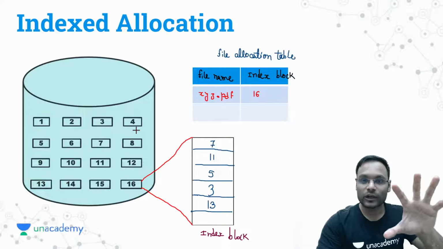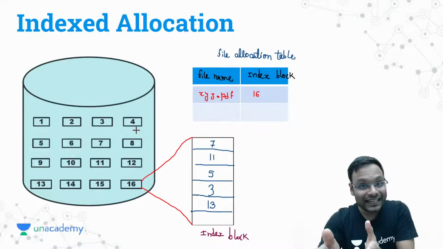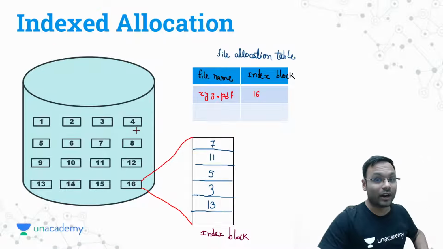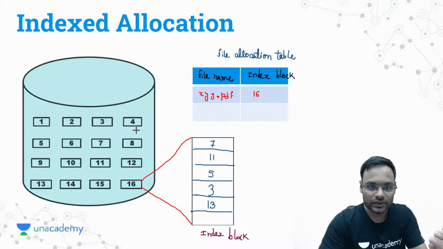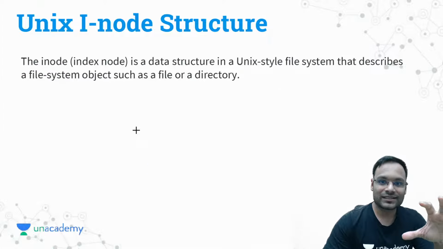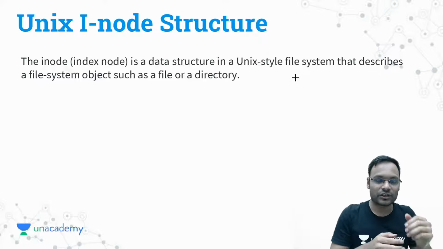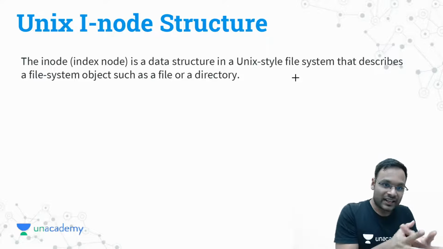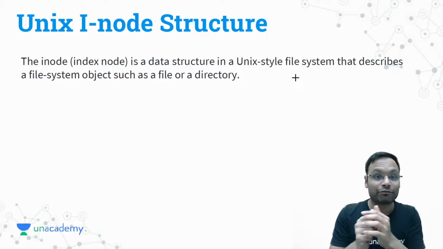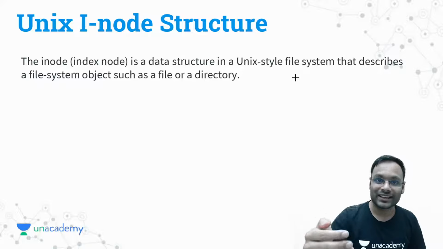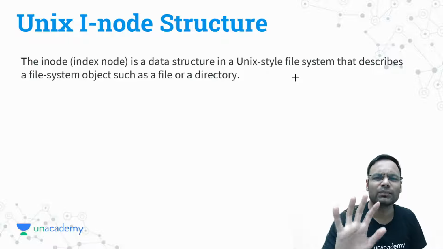In the indexed allocation, as I told, we will be having a block. That block will be storing the index of all the blocks which are used for the storage. Similarly, the Unix style file system will be using a data structure which is called an index node or inode. That data structure will store the file system information, which block is stored where, indexing, and some other information about files and directories. Directory means folder.